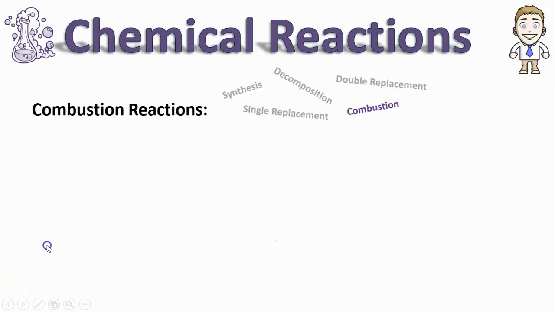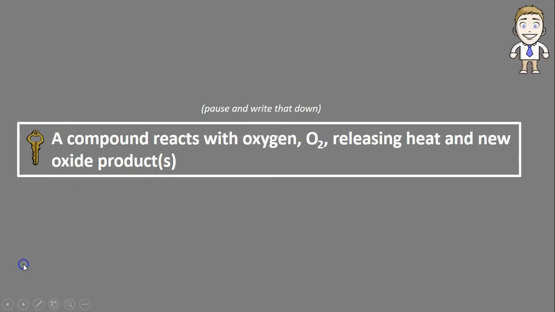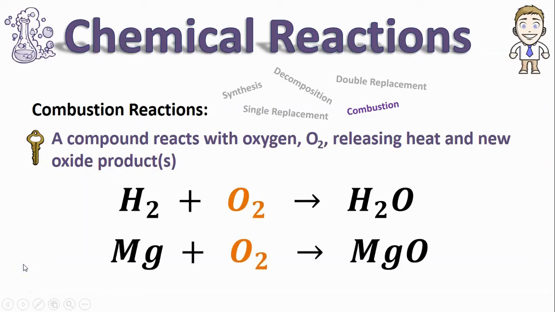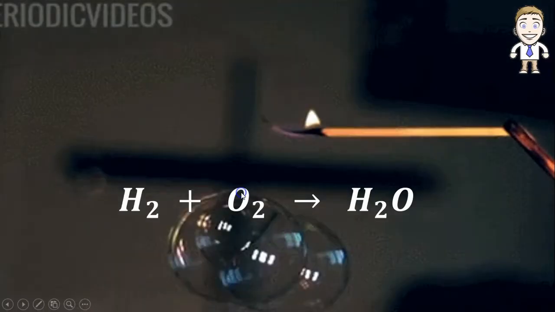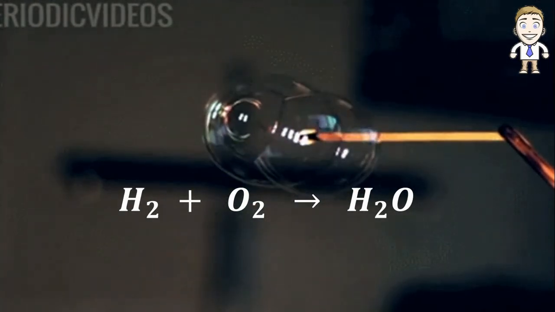In combustion reactions, you'll see substances reacting with oxygen or O2, in the process releasing heat and some new oxide products. For some examples, here's H2 reacting with O2 to make water, and Mg reacting with O2 to make MgO. Both of these could be identified as combustion reactions because of the plus O2 in the reactants. If you're doing this in real life, you might also see or feel heat being released.